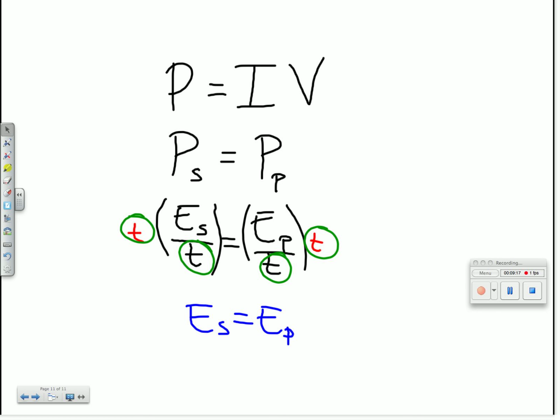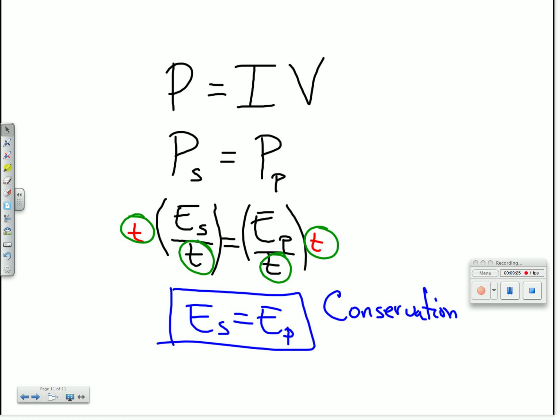What does this look like? It's the conservation of energy. Basically, you will not break this law, the conservation of energy. Conservation of energy, again, states that energy can neither be created nor destroyed. It's only transformed. So, because we know that, if we can find our power in our secondary, then we know what the power is in the primary.